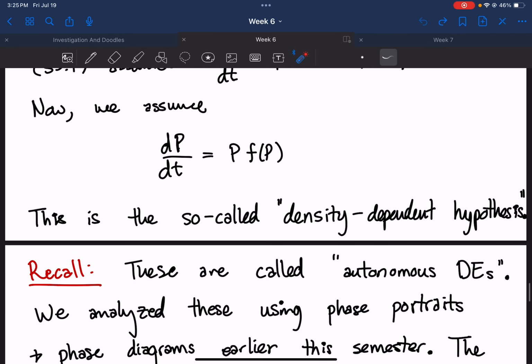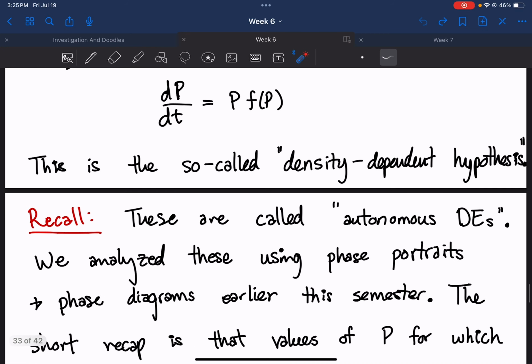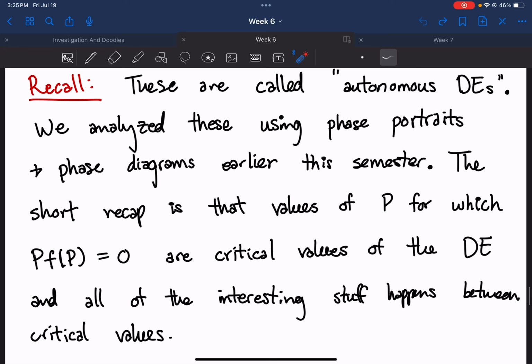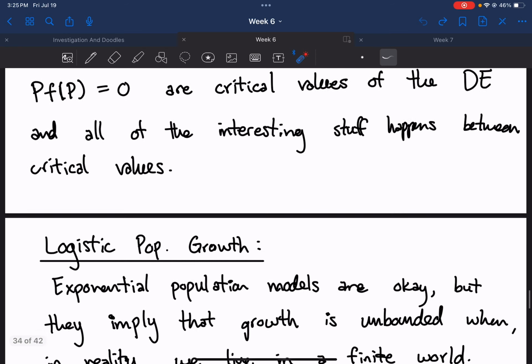Let's recall that these are the so-called autonomous differential equations, right? The right-hand side only has P's in it. No t's. We analyzed these using phase portrait diagrams in an earlier section. The short recap is that values of P for which P times f(P) equals 0 are the critical values, and all the interesting stuff happens in between the critical values.